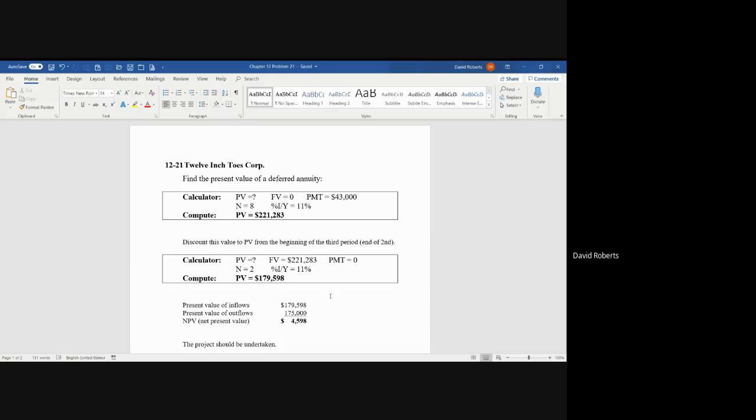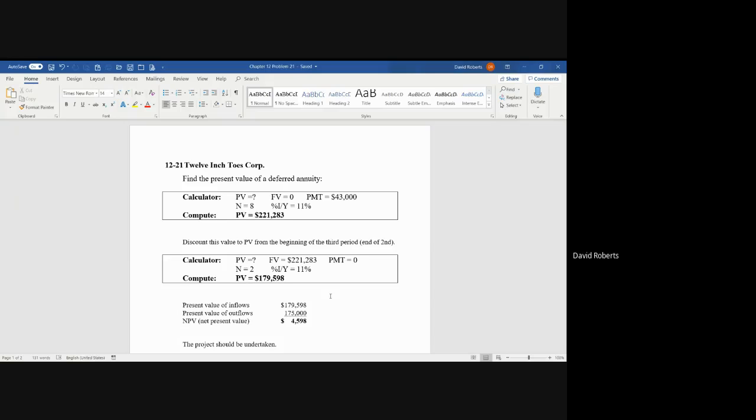All right. So the first part, as you can see on the calculator, is N is 8, interest rate is 11%, payment is $43,000, FV is 0, and you compute PV. So you have $221,263, but that is at the beginning of year 3 or end of year 2, depending on how you want to view it, as you can see.